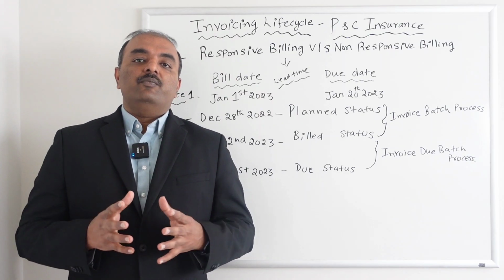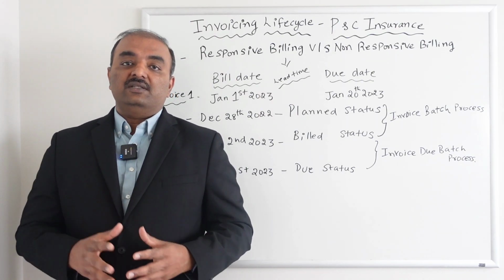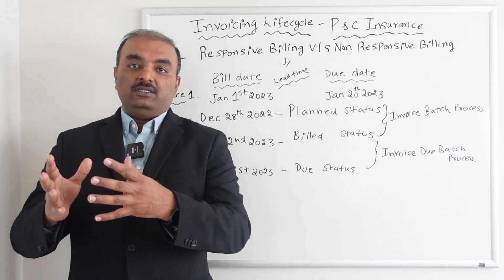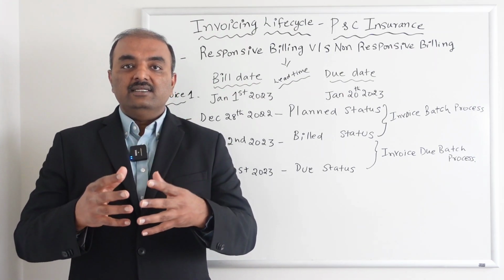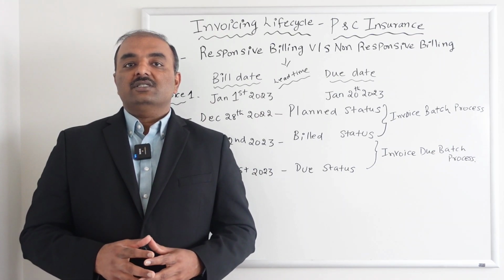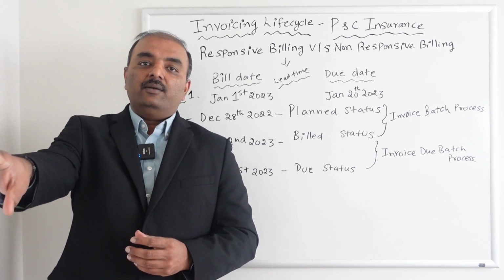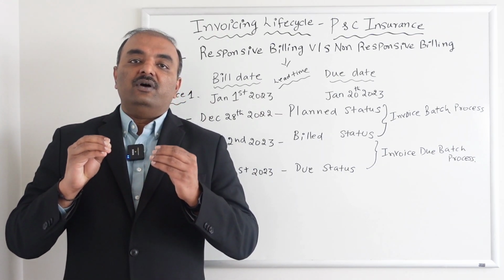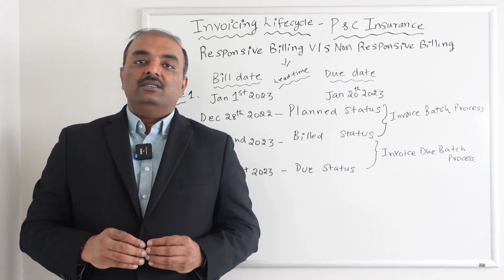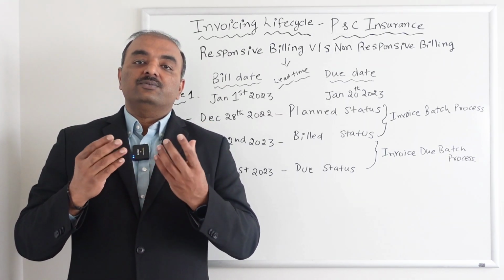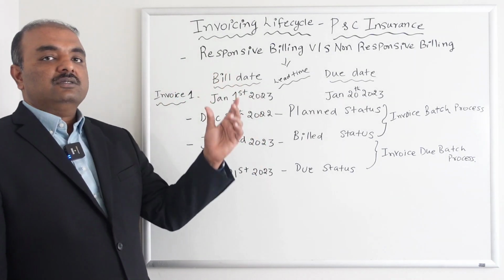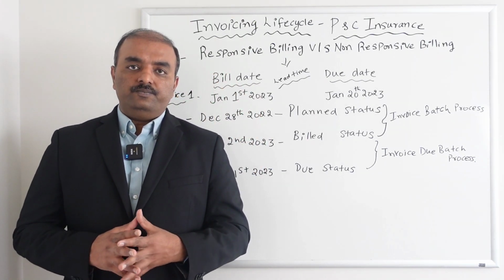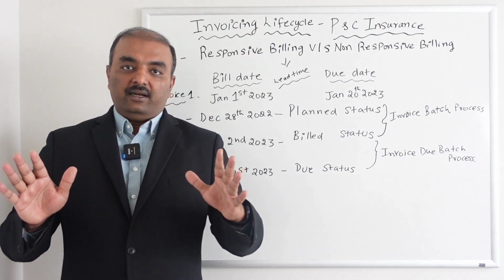The second type of billing is non-responsive, which is otherwise called direct debit. In this scenario, the customer gives their bank details and they want the insurance company to directly go to their bank and pull the money instead of waiting for the customer to make the payment. That is the reason why it is called non-responsive, otherwise called direct debit. Responsive is called non-direct debit. So I hope this is clear.